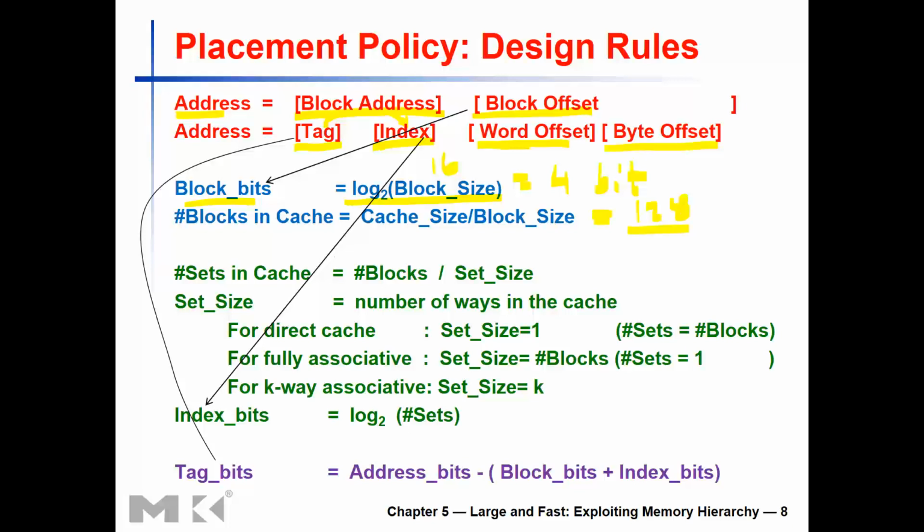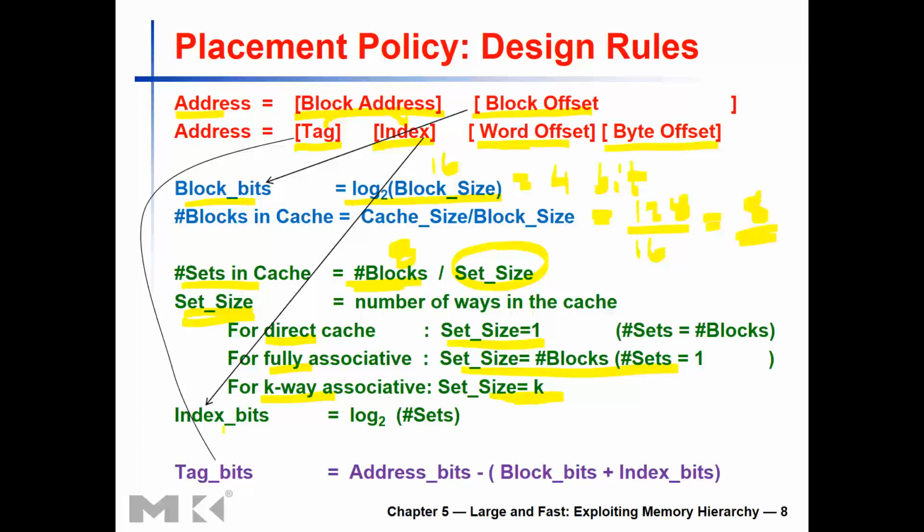Let me just look at my notes here. It should be 16. We said that every block is 16 bytes, so that gave me 8 blocks in my last example. So sets in the cache is equal to the number of blocks, which is 8, divided by the set size. Well, the set size varies based on the policy. Direct: set size equals 1. Fully associative: set size equals the number of blocks. K-way: set size equals K. So 2-way is 2, 4-way is 4.